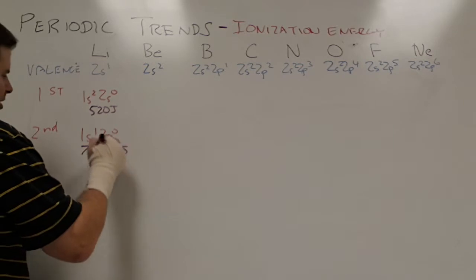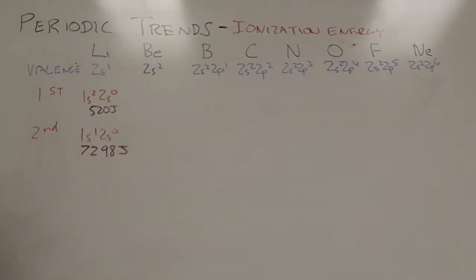Why do I see such a huge jump here as far as the number of joules required to remove an electron? A couple of things going on. If I look at my second ionization energy, look what I'm disrupting. I'm removing an electron from the s orbital, so I'm disrupting a noble gas configuration. I take it from that stable noble gas configuration to something that is not a stable noble gas configuration. And as a result, when that happens, I see a large jump. Okay? And this is normal.